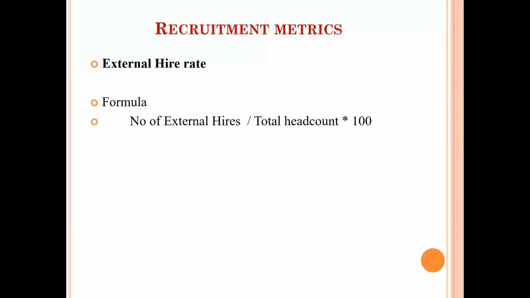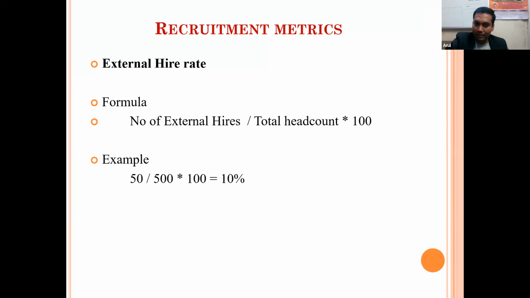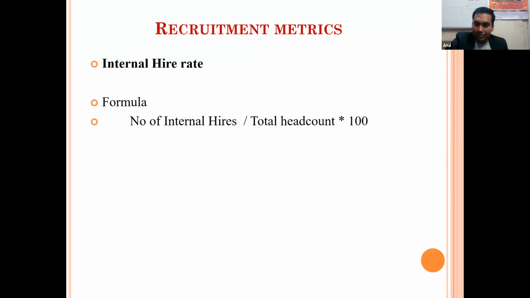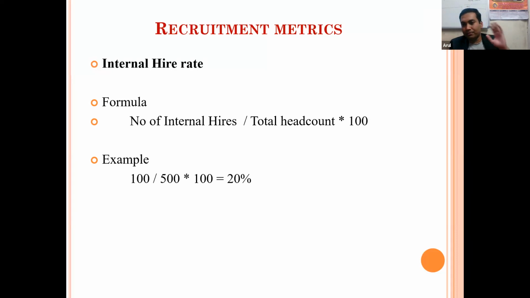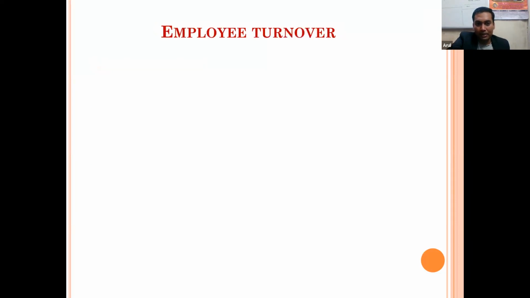So number of external hires divided by total count. Likewise, number of internal hires divided by total count. Based on this metric, you can go to the quality of hire. Then with quality of hire, we will understand who is performing much better.